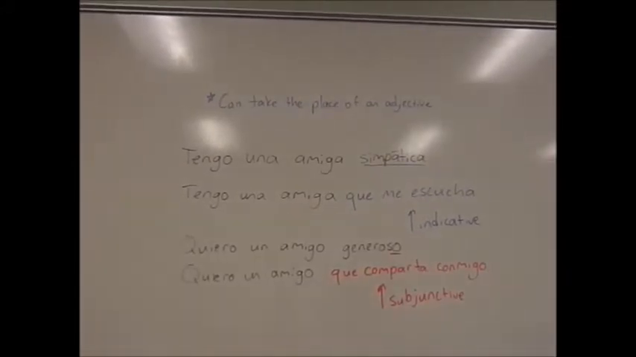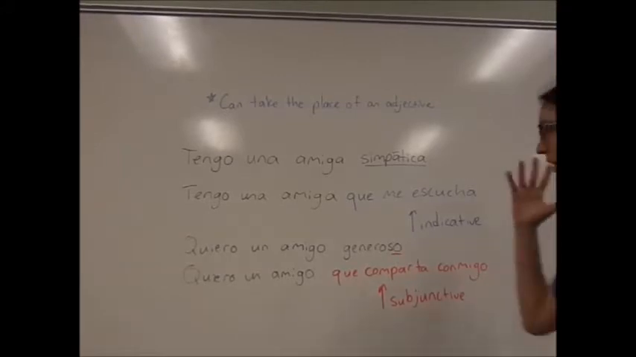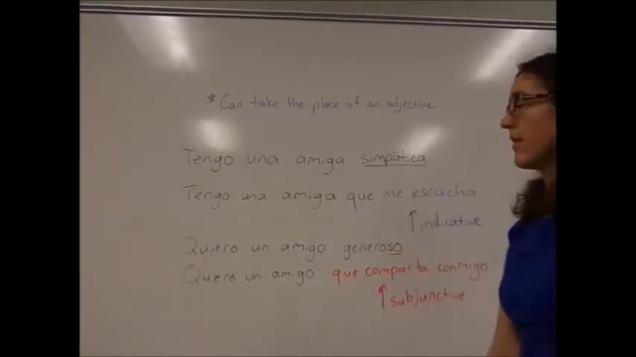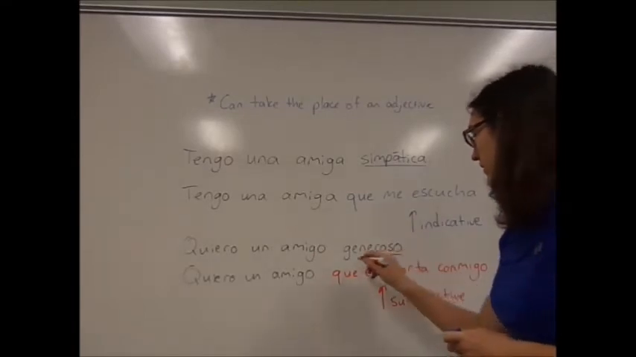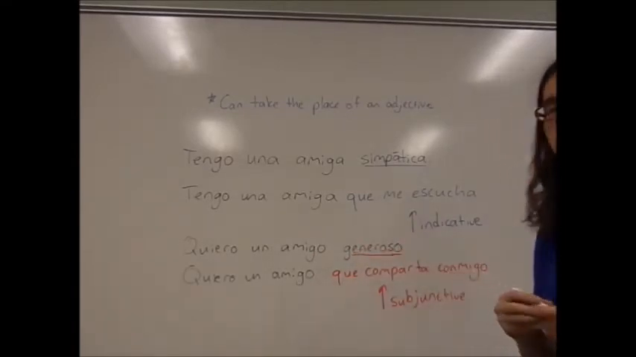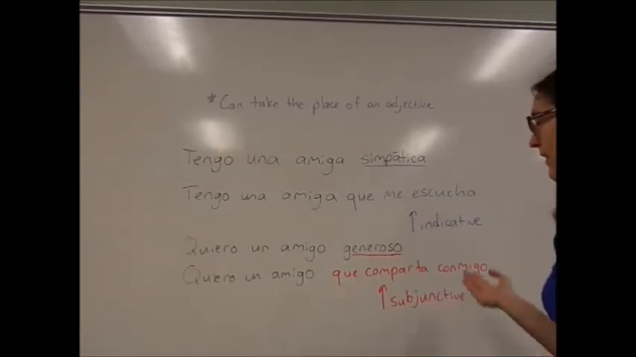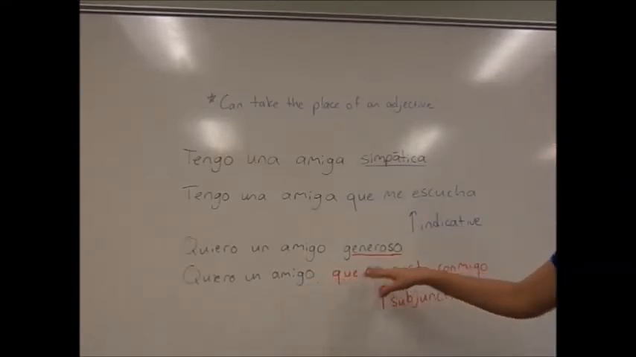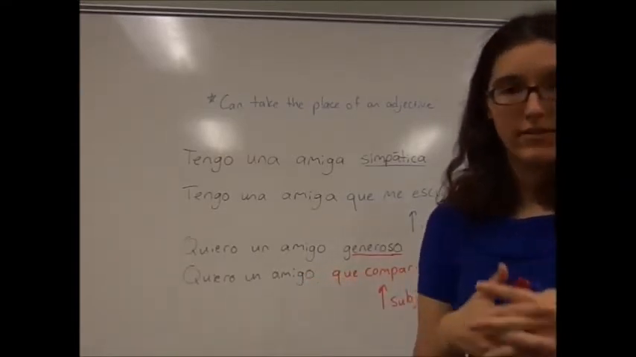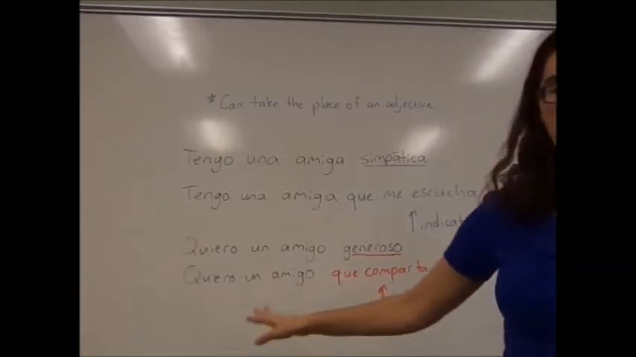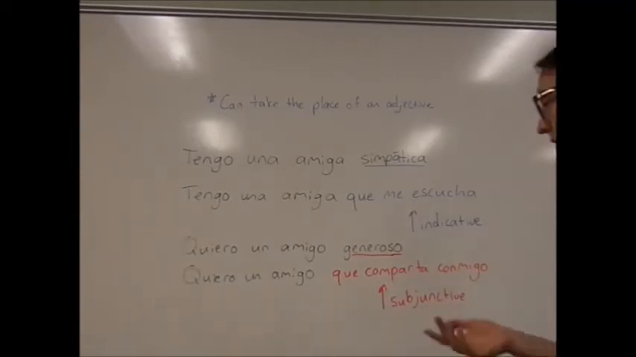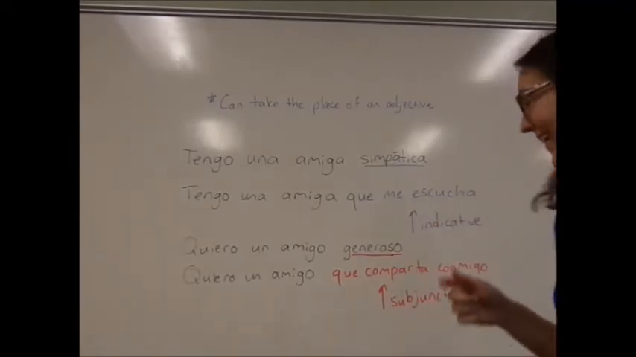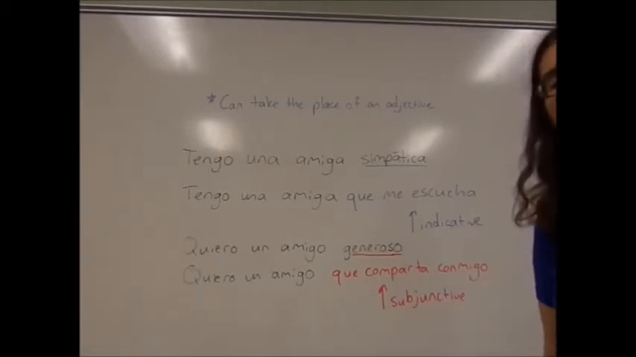So here are two more sentences that are talking about more adjective clauses. Quiero un amigo generoso. Generoso is an adjective describing un amigo. And this whole que comparta conmigo is an adjective clause that describes un amigo. So the second sentence is quiero un amigo que comparta conmigo. But look at this verb, compartir. It's in the subjunctive. Why?